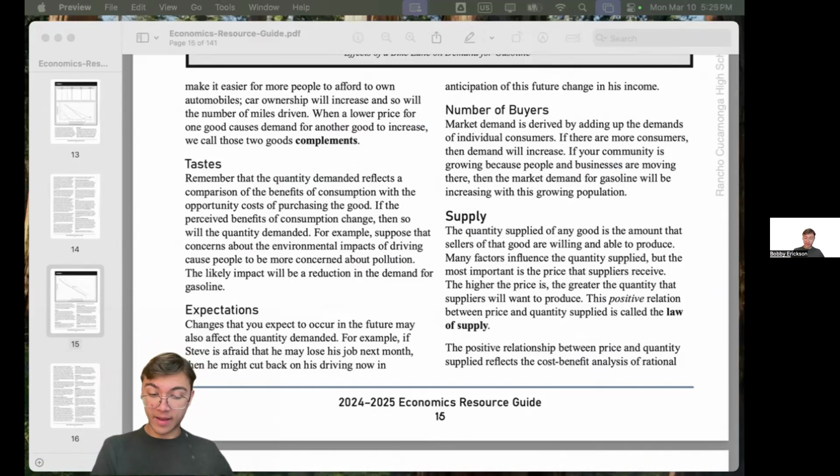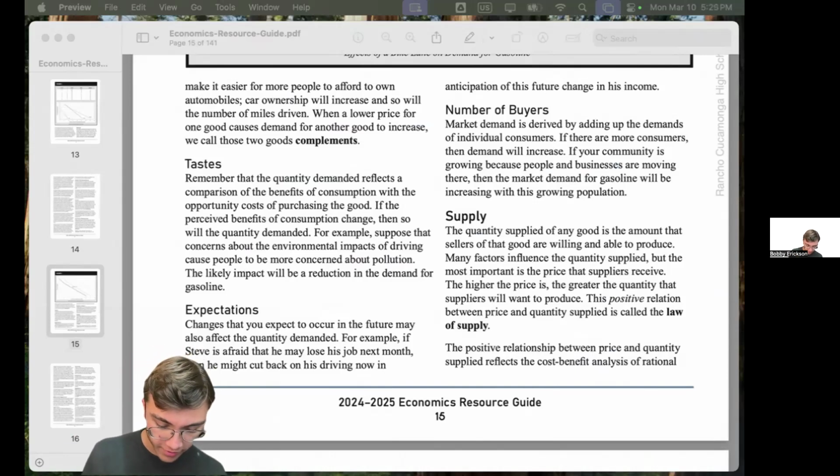Now, they use the example of pollution. If you perceive buying gasoline as bad for the environment, and you perceive the environmental impacts, then you're going to be more concerned with pollution and thus buy less gasoline. And so the demand will decrease.